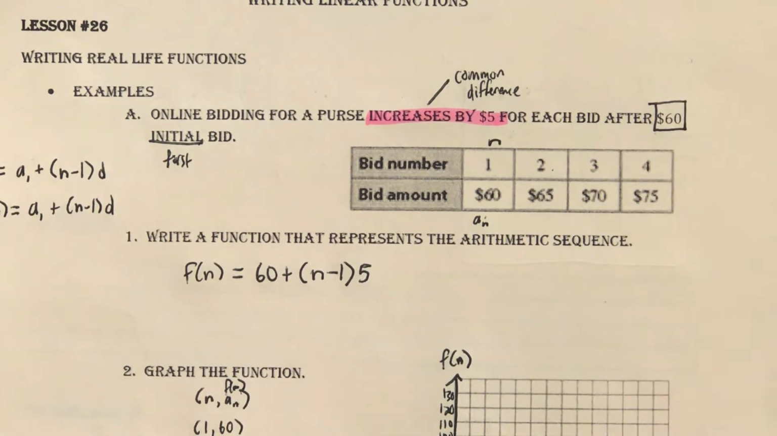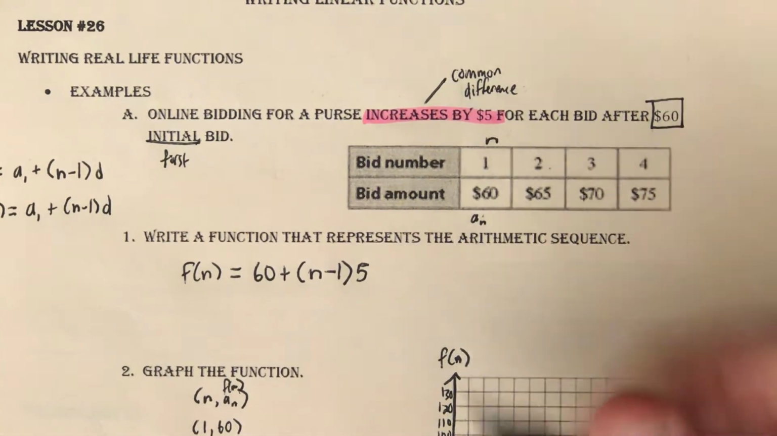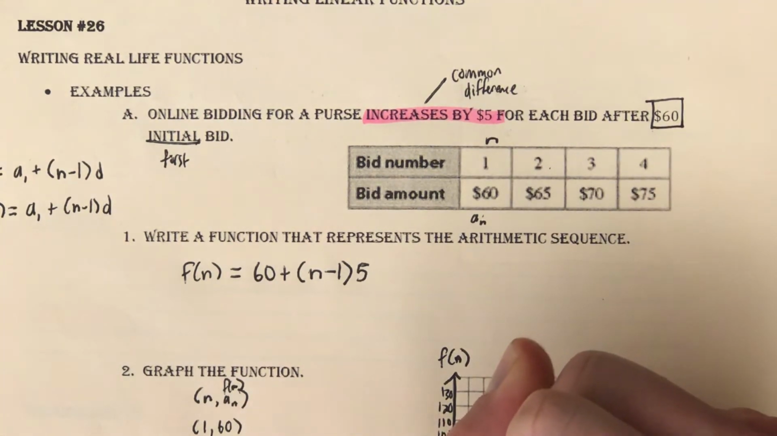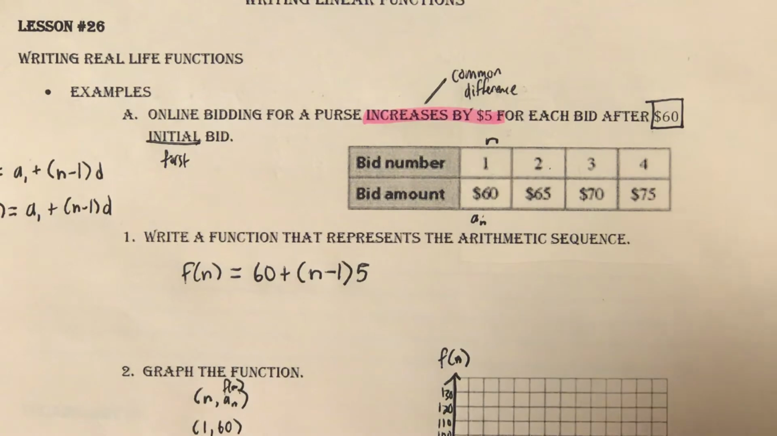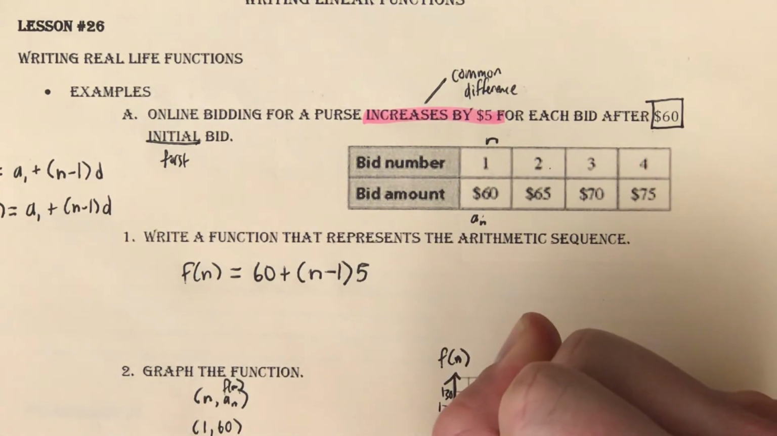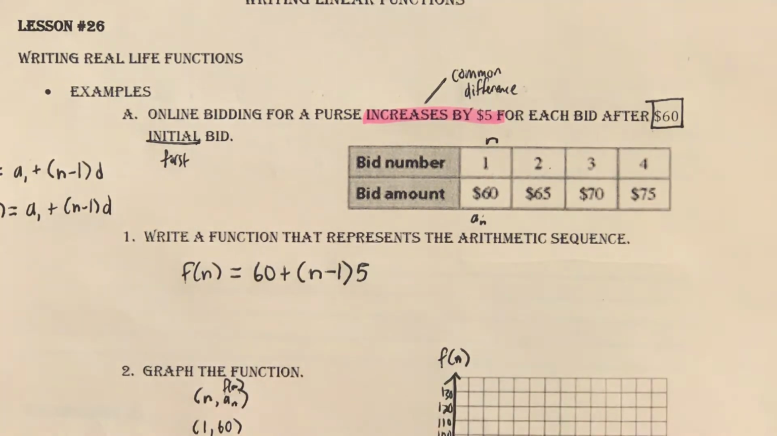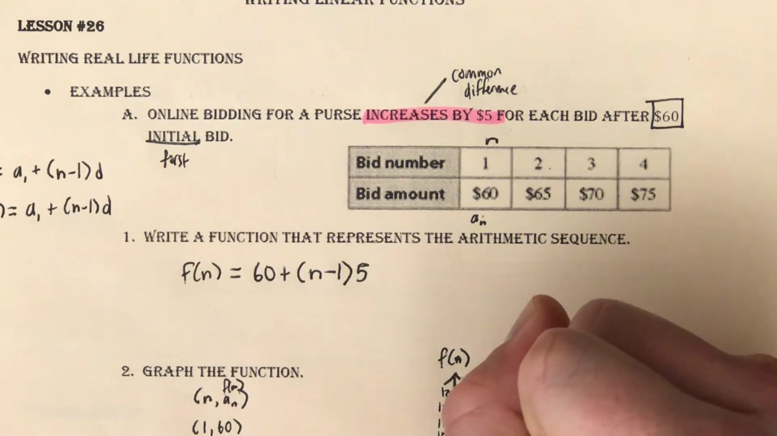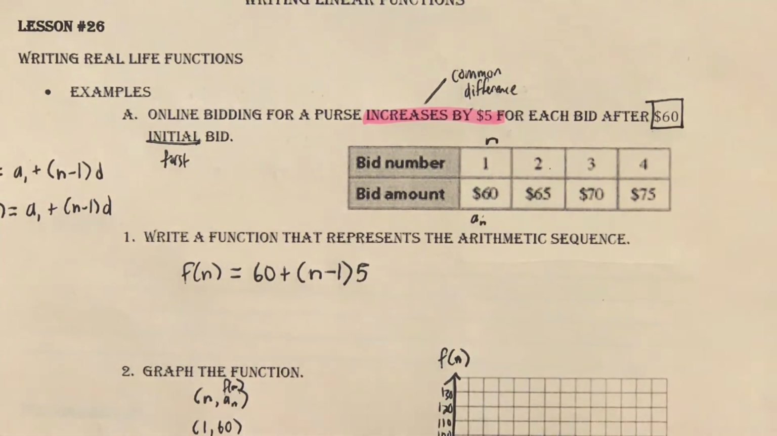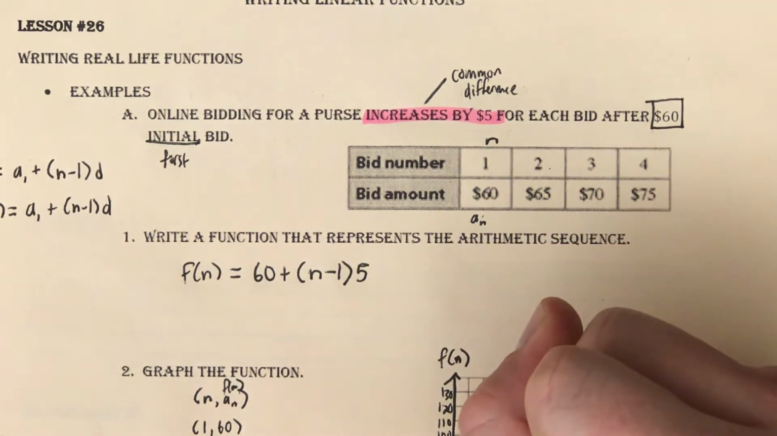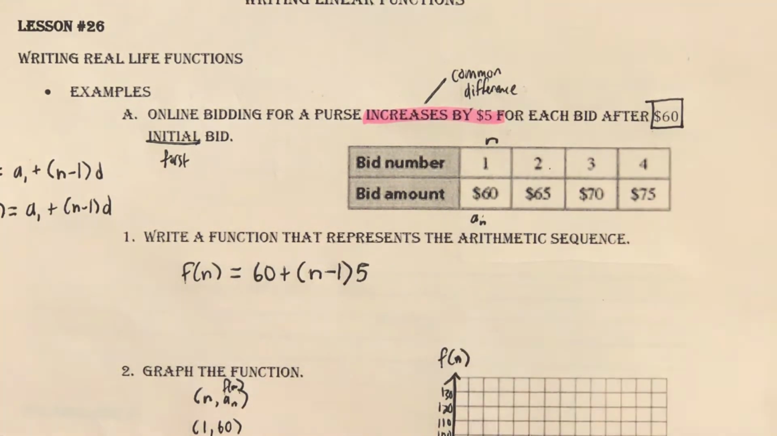The last thing I need to do is graph these ordered pairs. My first ordered pair, (1, 60), says move right 1 and up to 60. So there is my first point. Second term, (2, 65): right 2 and up to 65. That is not directly on a line, but it is directly in the middle between 60 and 70. Third term, (3, 70): right 3 and up to 70. And fourth term, (4, 75): right 4 and up to 75. Again, not directly on a line, but in the middle of 70 and 80. So I've graphed the 4 points of this arithmetic sequence, this function that they gave me.